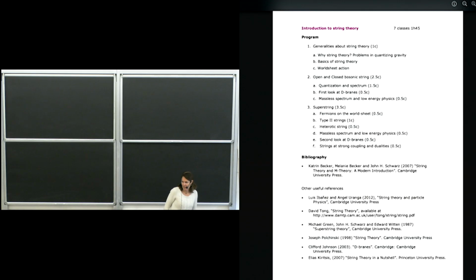So I assume you have no prior knowledge of string theory, is that right? Or at least a few of you don't, many of you don't. Okay, so we'll see. Today we'll see generalities of string theory and start with a hardcore.